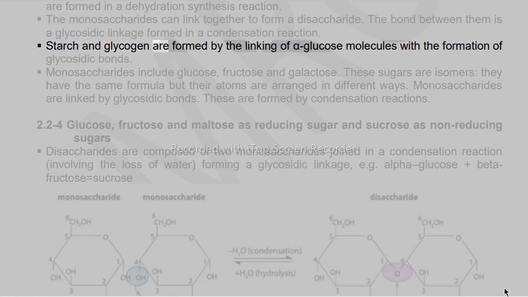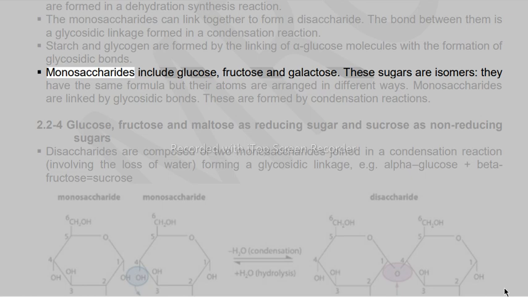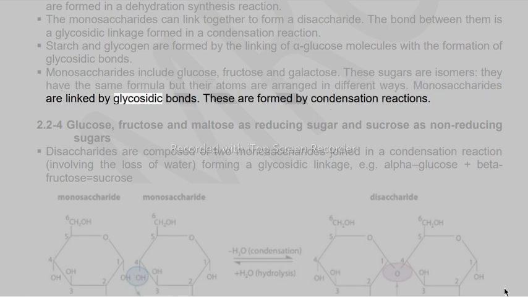Starch and glycogen are formed by the linking of alpha-glucose molecules with the formation of glycosidic bonds. Monosaccharides include glucose, fructose, and galactose. These sugars are isomers. They have the same formula but their atoms are arranged in different ways. Monosaccharides are linked by glycosidic bonds. These are formed by condensation reactions.